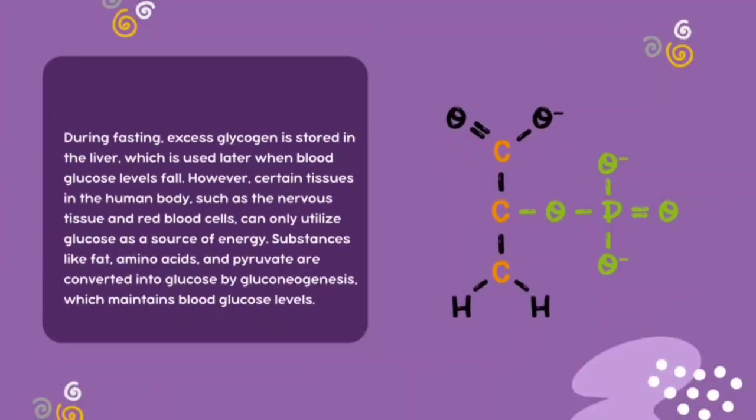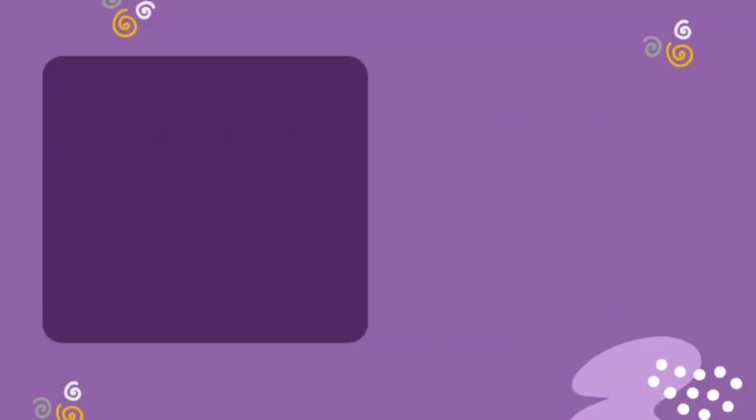During fasting, excess glycogen is stored in the liver, which is used later when blood glucose levels fall. However, certain tissues in the human body, such as the nervous tissue and red blood cells, can only utilize glucose as a source of energy. Substances like fat, amino acids, and pyruvate are converted into glucose by gluconeogenesis, which maintains blood glucose levels.